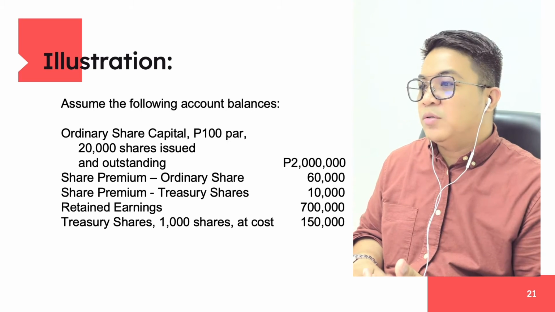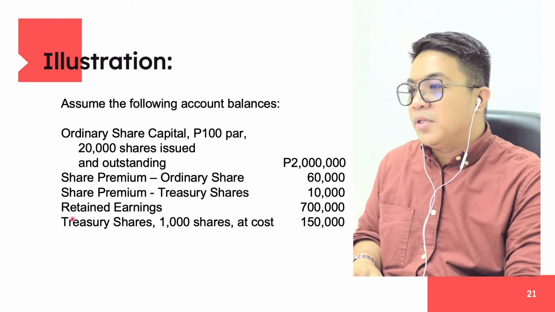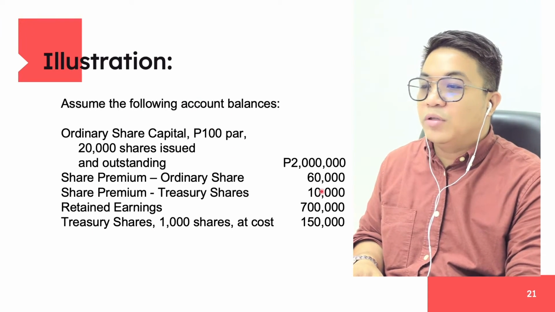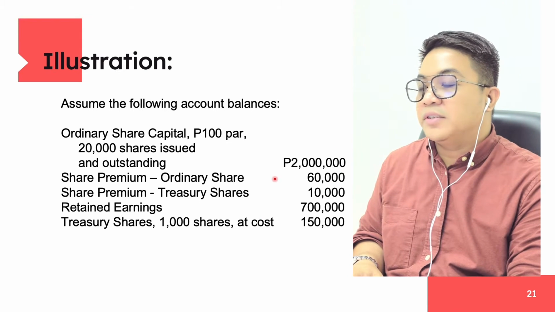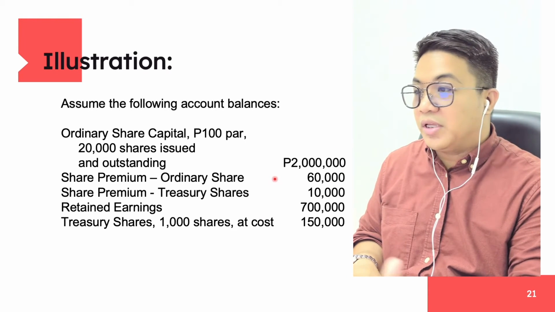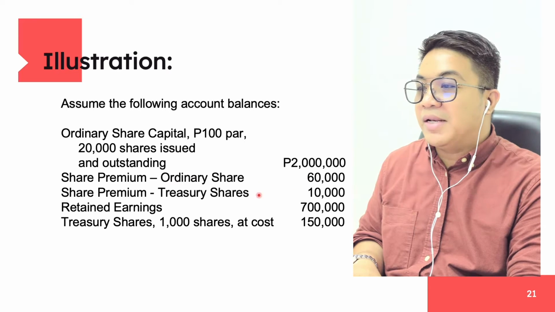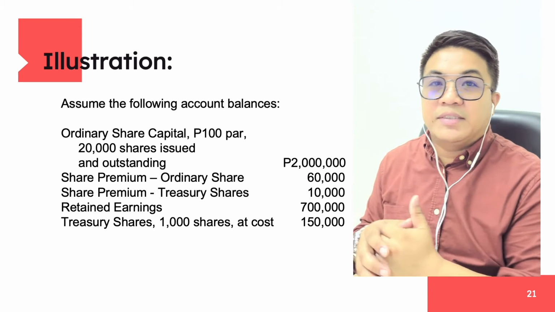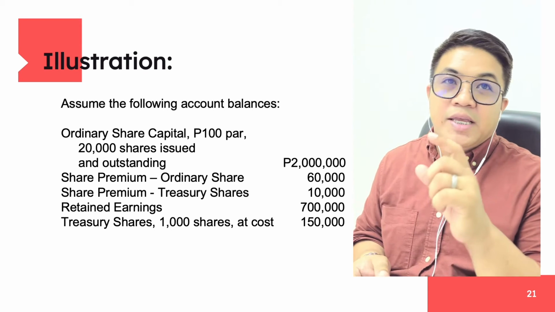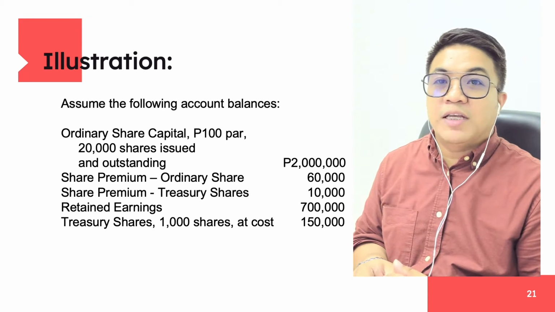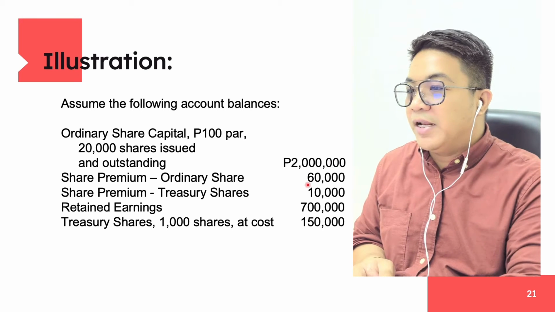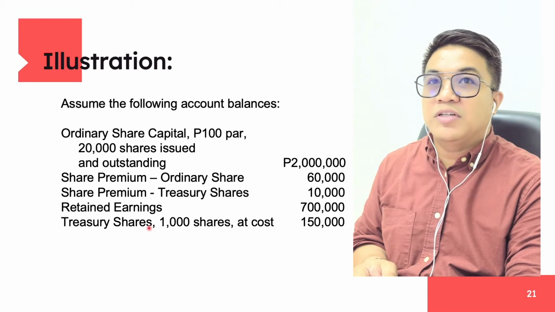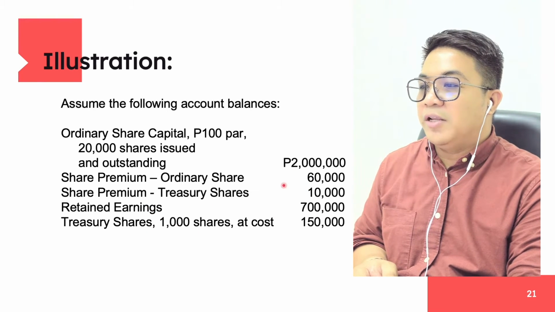So, to further explain, let's use another illustration here. Ito yung account balances doon sa shareholders' equity. So, we have here, may balance siya na share premium treasury shares. Kanina kasi wala siyang balance, ano? Yung share premium. Kaya, dineretso natin debit dun sa retained earnings. This time, meron siyang balance na 10,000, yung share premium dash treasury shares.